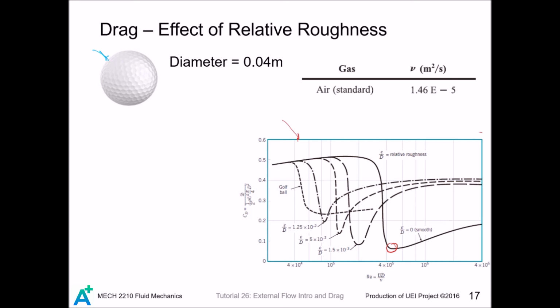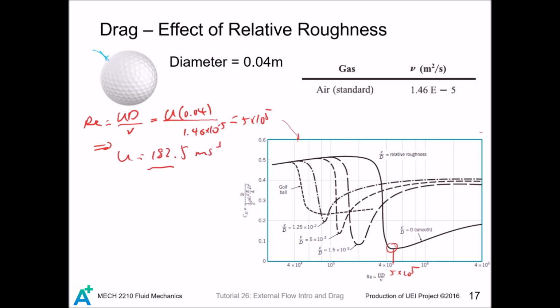So let's find out what is the velocity required for producing such a Reynolds number, 5 times 10 to the power 5. So let's find the velocity required to produce this Reynolds number. And if we solve for u, we find that it is comparable to the speed of an airplane, and that guy cannot hit at so high a speed. So for a golf ball, we usually make the surface rough so that the transition occurs at a lower Reynolds number. And if we replace this Reynolds number by 5 times 10 to the power 4, we only need less than 20 meters per second for a golf ball.